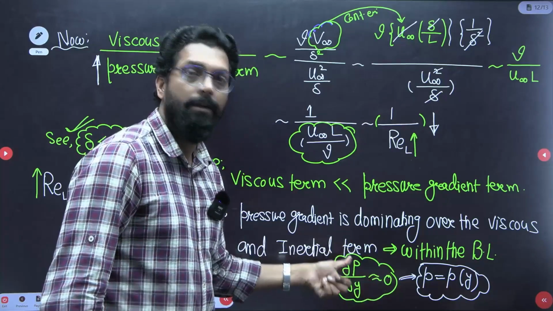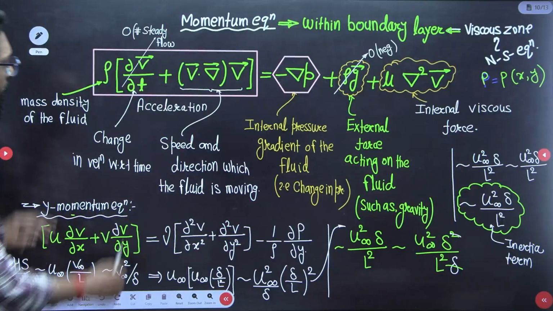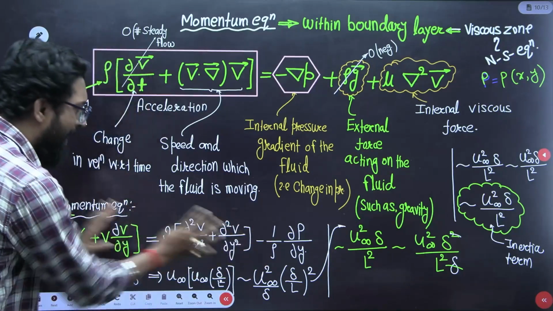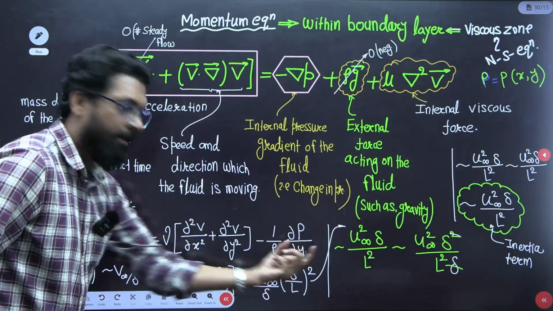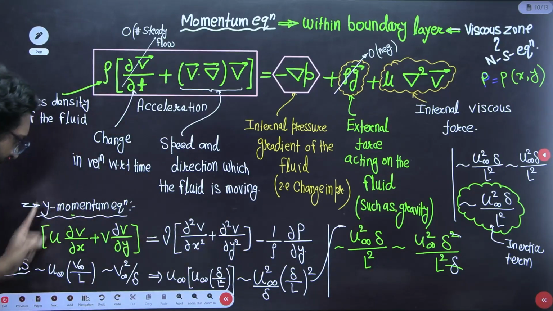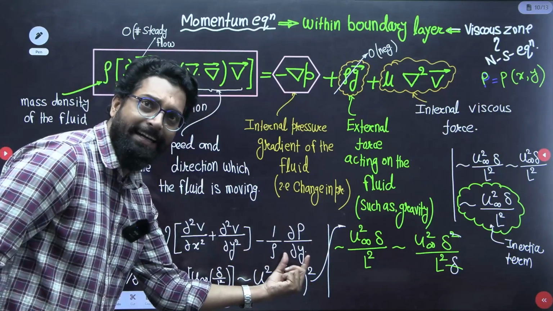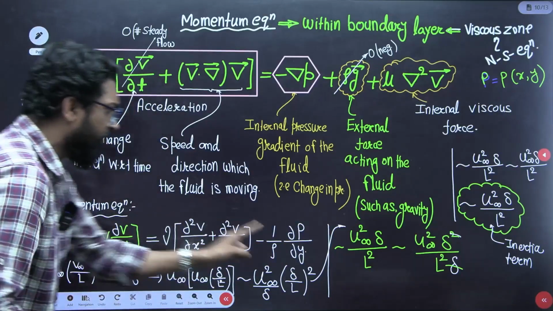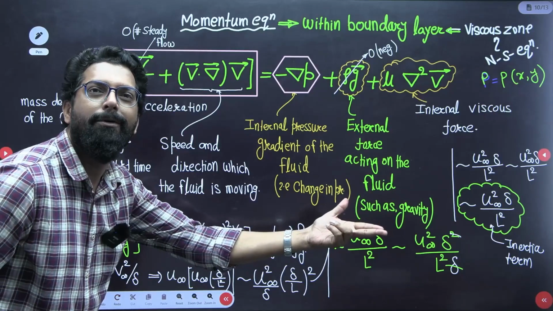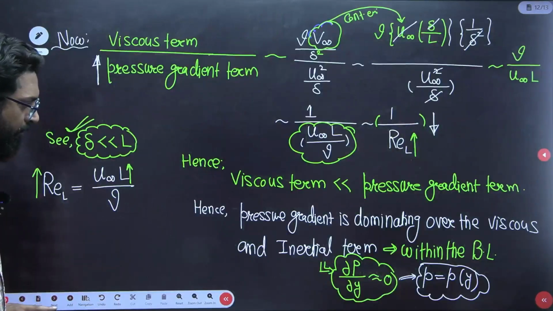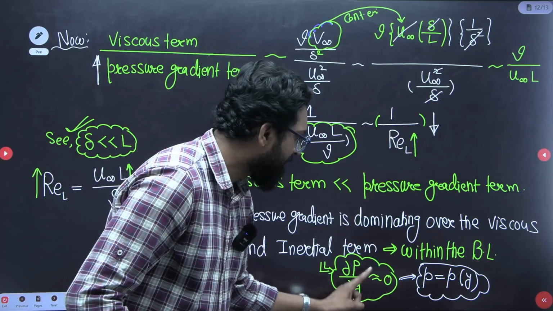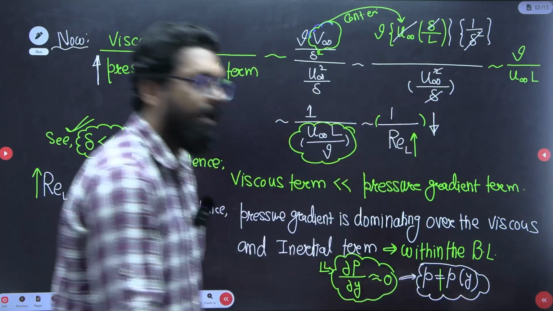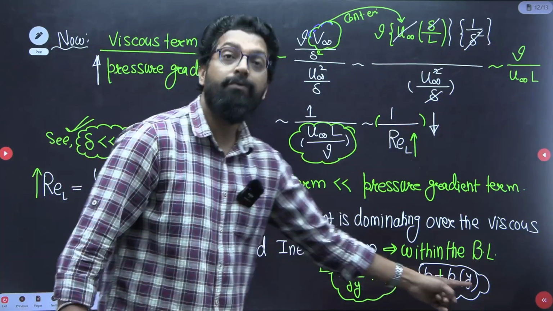If you consider the momentum equation, this is the inertia term and this is the viscous term. These terms are very minimum as compared to the pressure gradient term. So they are negligible, which means dou P over dou Y is approximately 0. This is the first conclusion: dou P over dou Y is 0. That means pressure is not a function of Y.